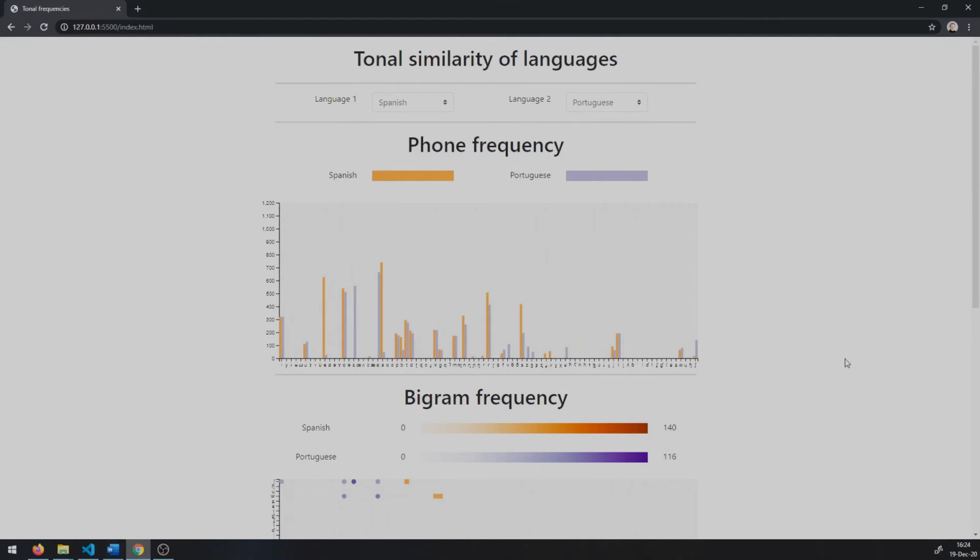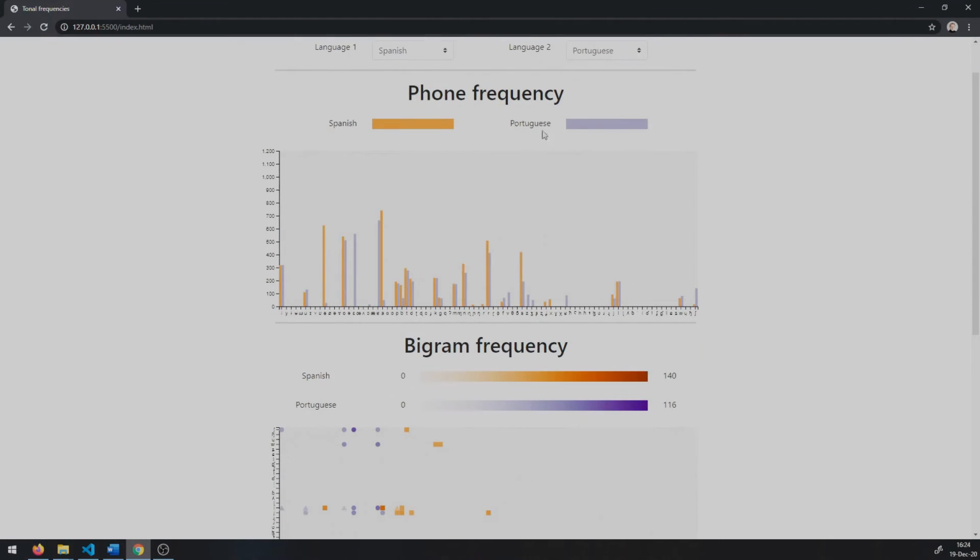Alright, so let's look at a demo of our visualization. This is our implementation using D3. At the top I have selected two languages to compare, in this case Spanish and Portuguese. And we can see the phone frequency, which is shown as a grouped bar chart. You can hover over the individual bars to get the values of the phone frequencies of both languages.